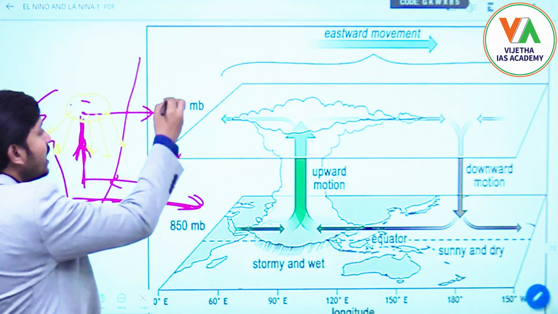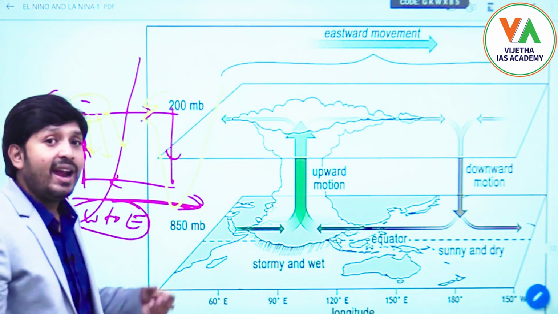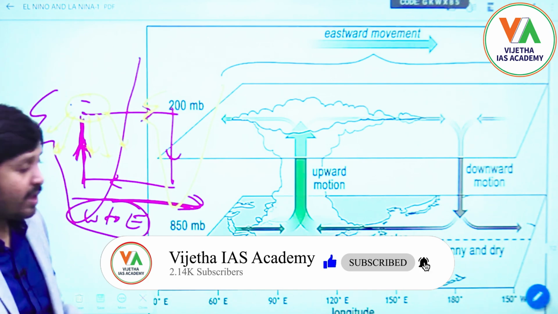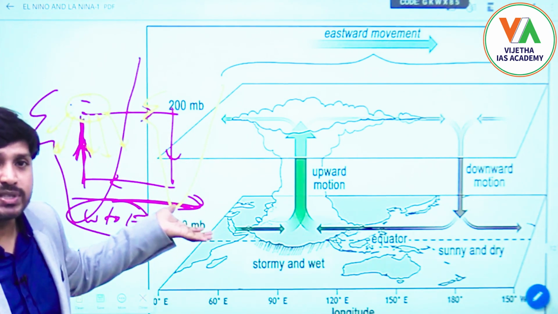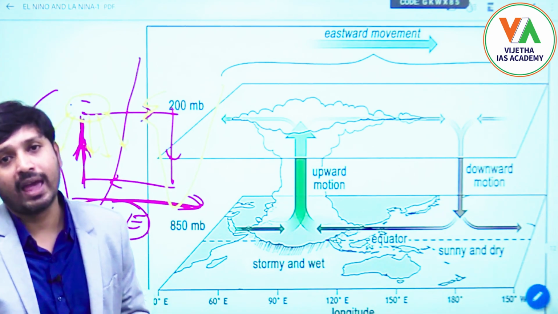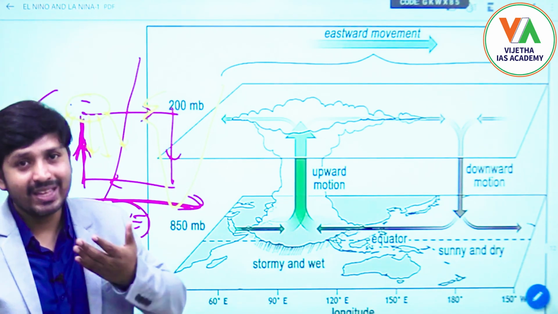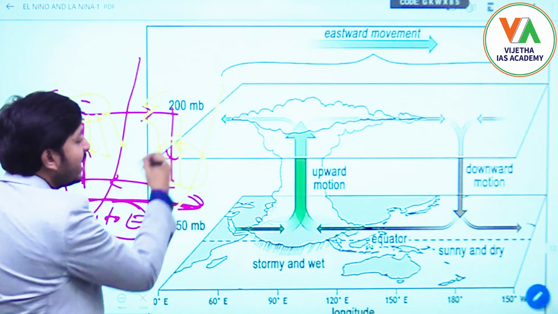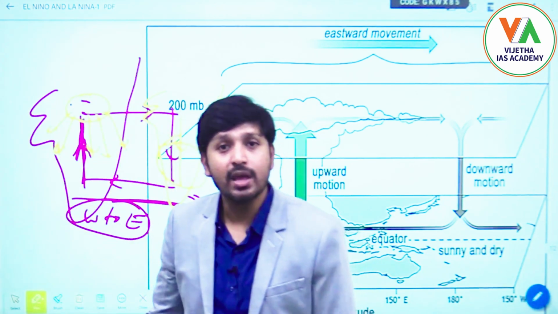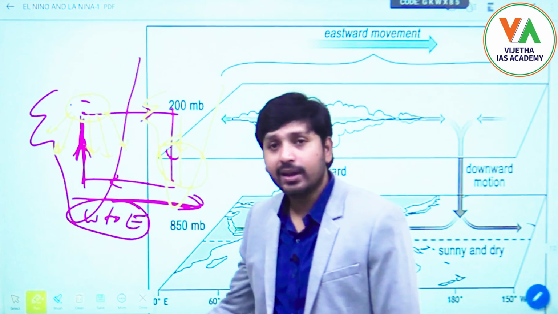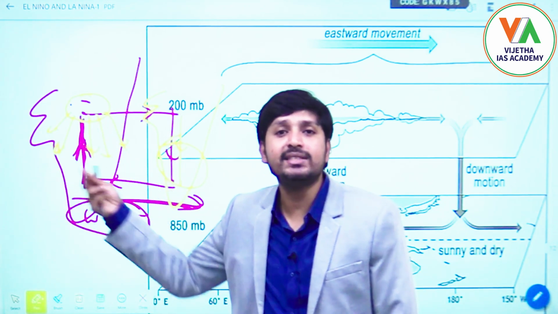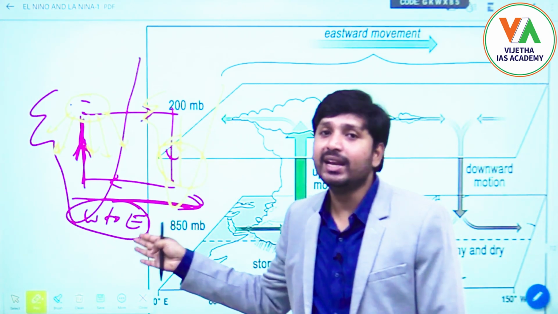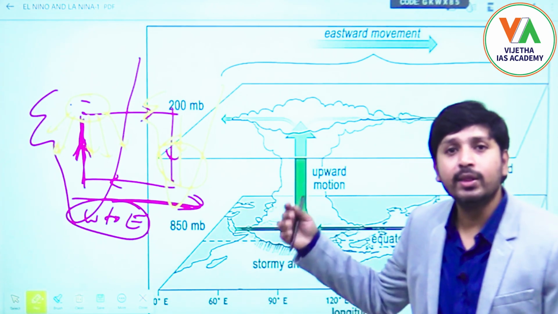But let us assume the descending wing is there on the Indian landmass. Wherever descending air is there, there will not be any formation of clouds, so there won't be any rainfall here. So if the Madden-Julian oscillation's rising wing is on any landmass, it will give rainfall on that landmass. If the descending wing is on that landmass, it will give no rainfall for that time period.